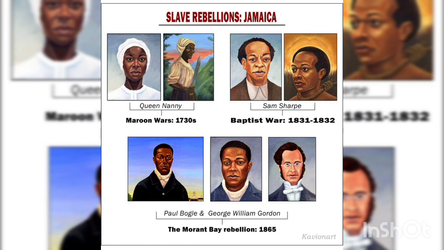While these conflicts were met with brutal repression, they ultimately played a crucial role in shaping Jamaica's path toward independence and civil rights, leaving a lasting legacy of resistance that continues to resonate in the country's culture today.